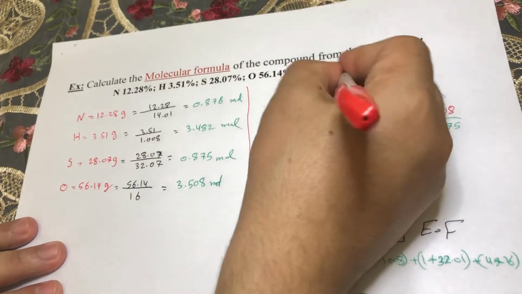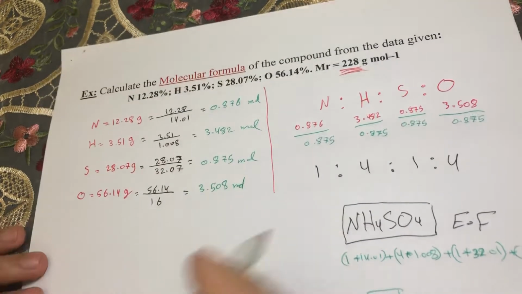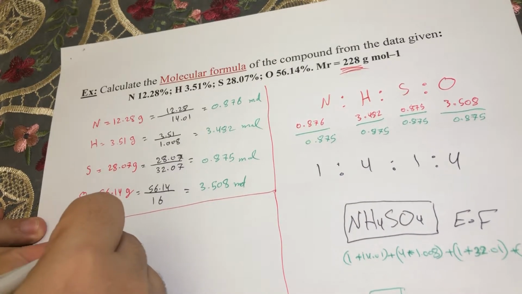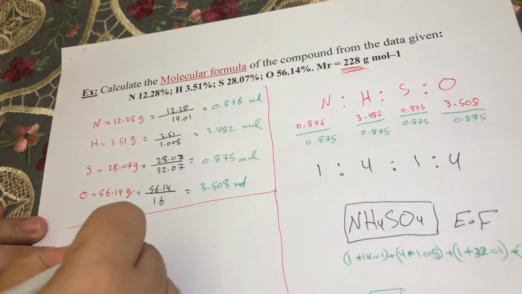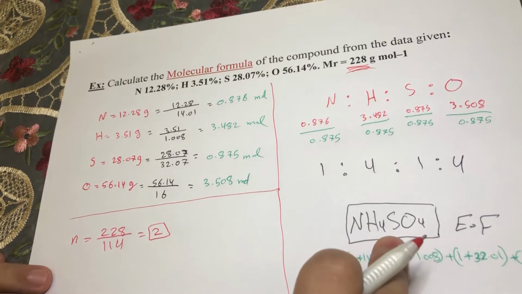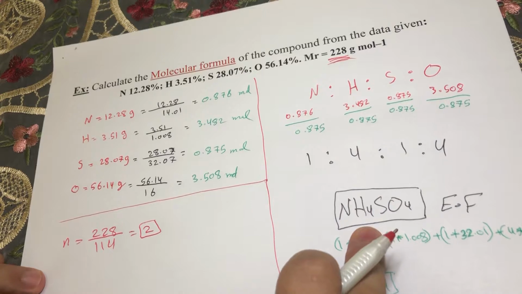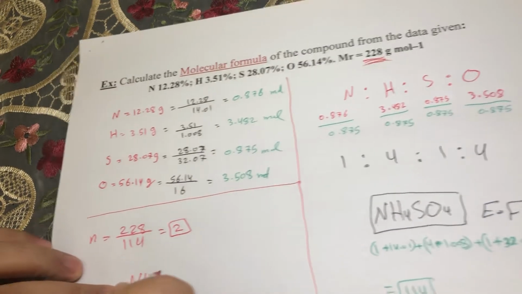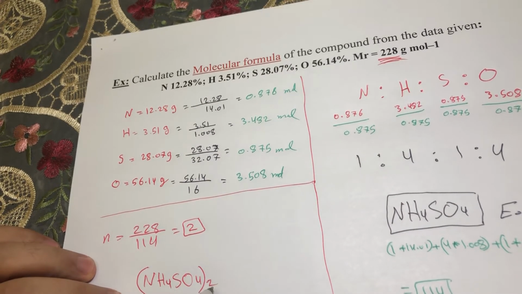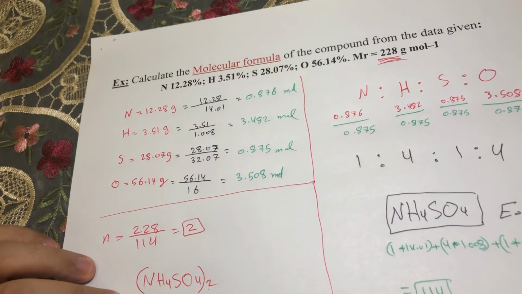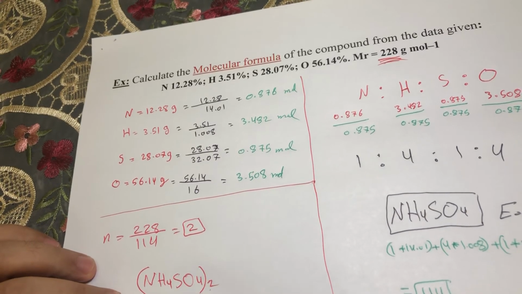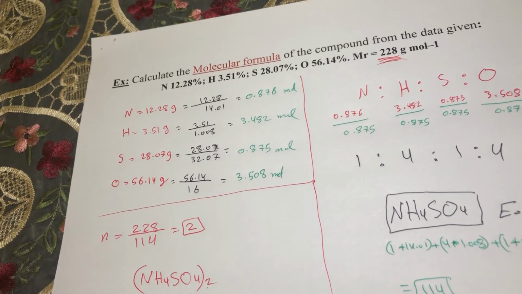We will divide the number from the question by 114. So n equals 228 divided by 114, it's 2. We take the empirical formula times n. So it's NH4SO4 times n. This is the empirical formula times n. So the molecular formula is N2H8S2O8. That's it. Thank you so much.